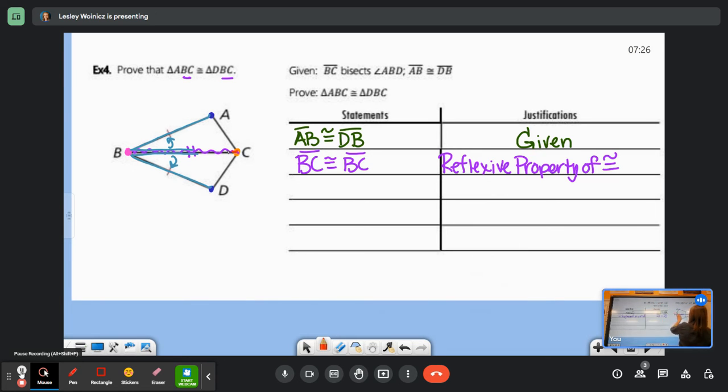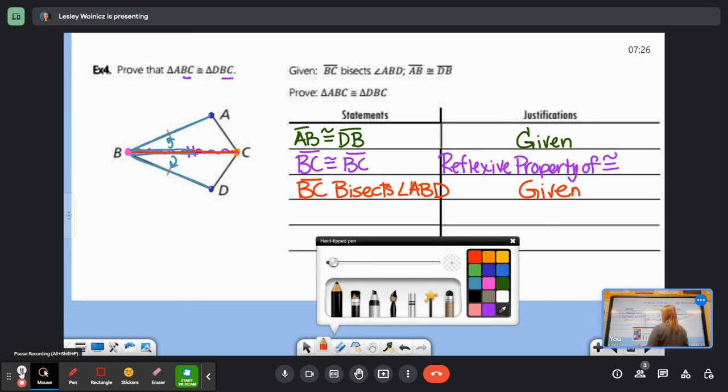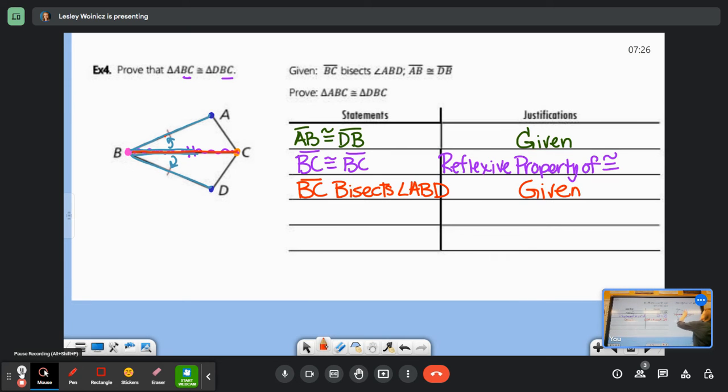I know that BC bisects angle ABD. Let me write that down. BC bisects angle ABD. That was given. And when I have a bisector, an angle bisector, it produces two congruent baby angles. So I know that this angle is congruent to that one because of the definition of a bisector.